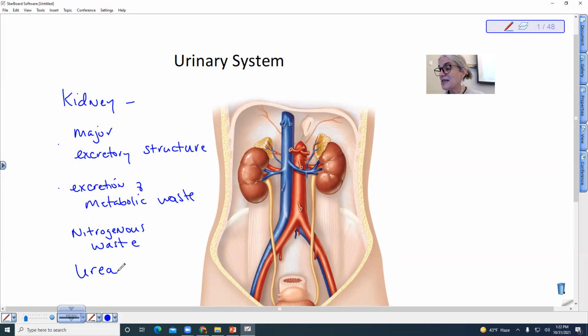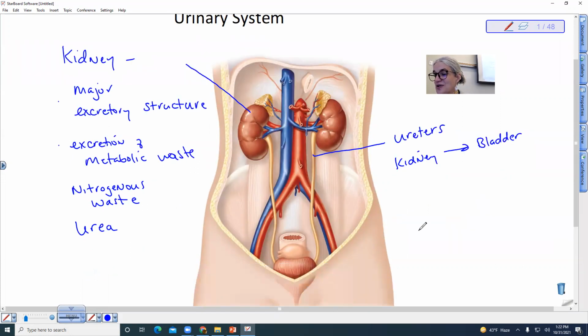Remember that a system is composed of more than one type of organ. So this would be the kidney right there. We also have what is referred to as the ureters. They are tubules that carry the urine from the kidney to the bladder. So they transport urine from the kidney to the bladder. And the bladder is where we store urine prior to getting rid of it.